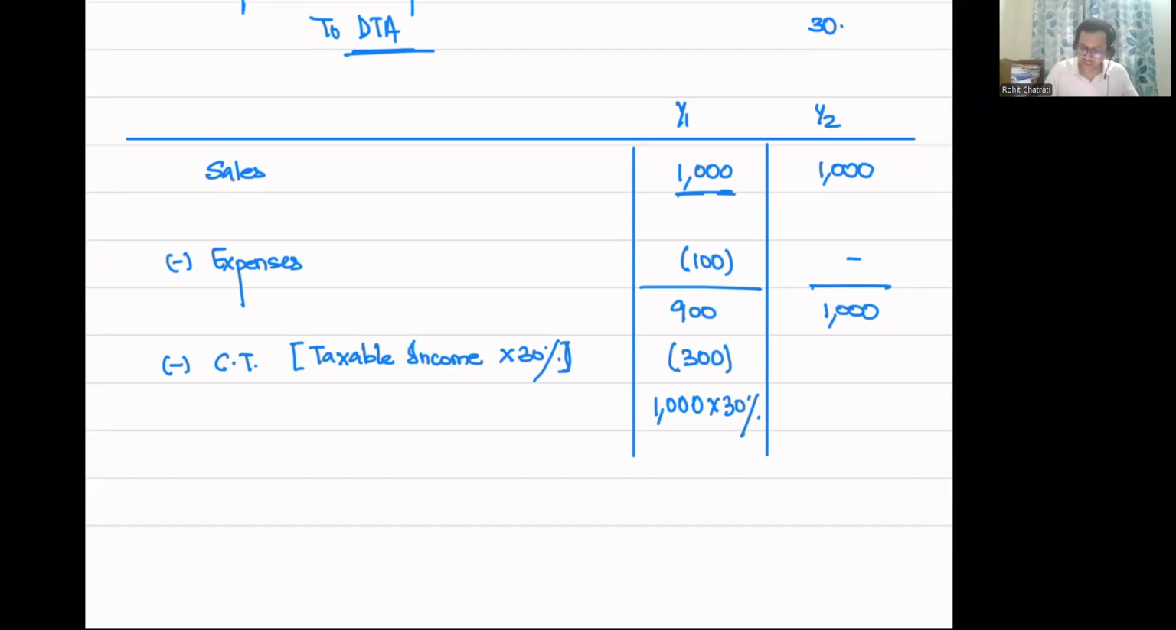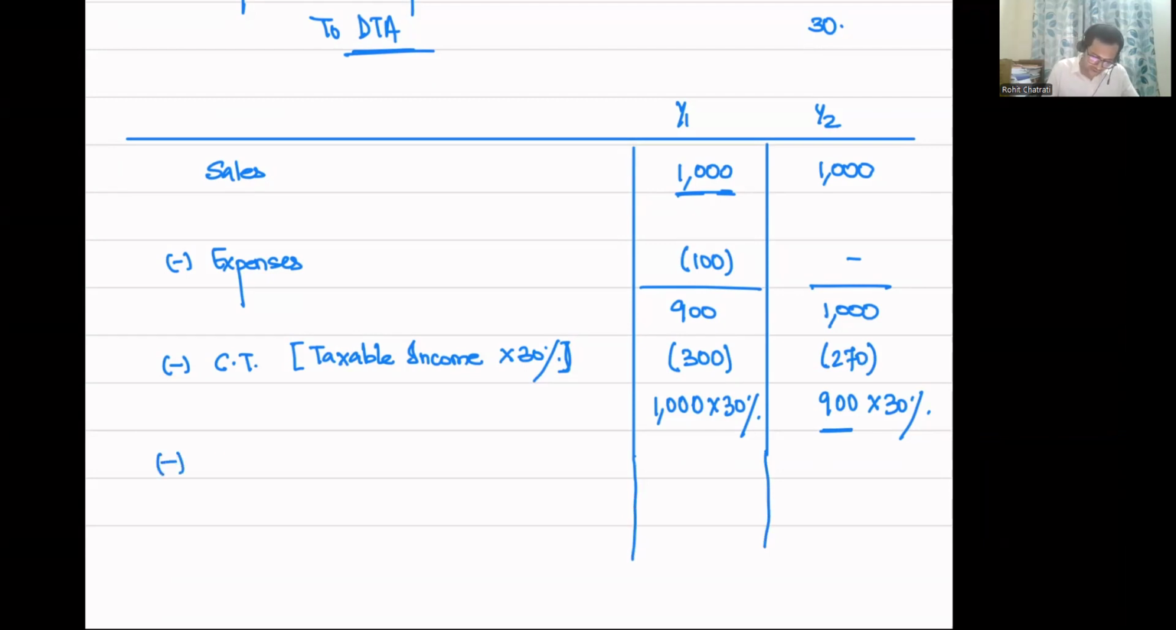And in year two, it will be 900 multiplied by 30 percentage. Reason being, 1000 is my income for year two. The 100 expense of year one is going to be allowed as a deduction on payment basis. Therefore, my taxable income is going to be only 900, and that is going to be 270.